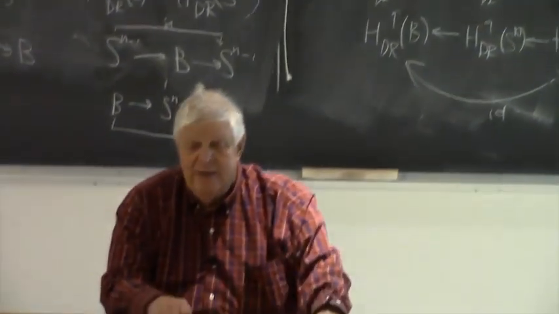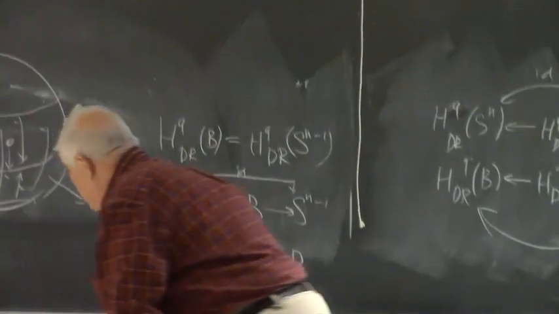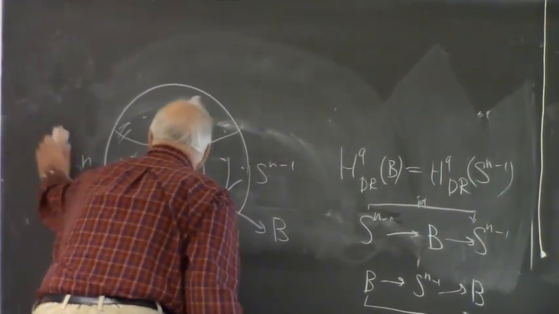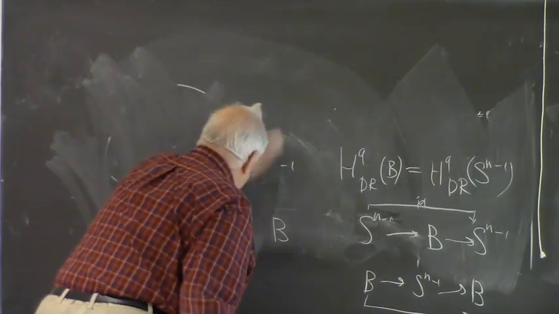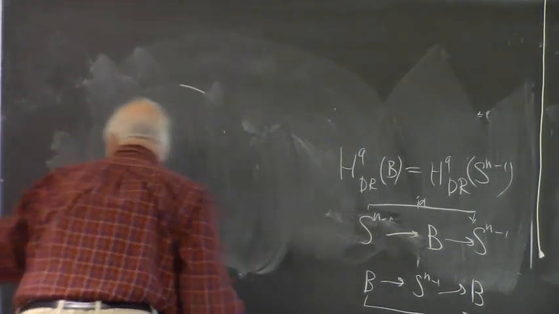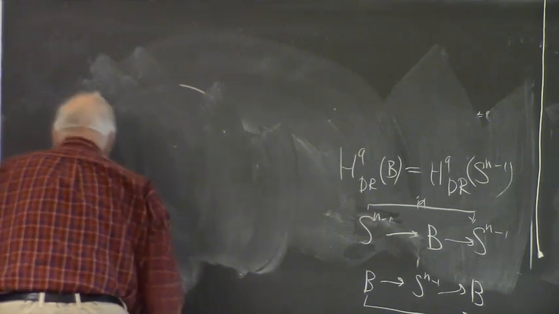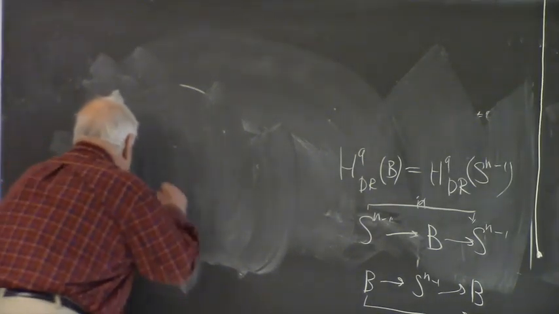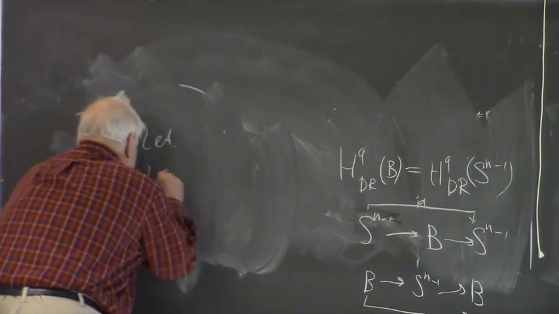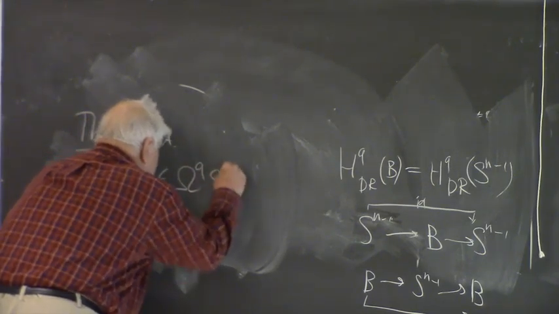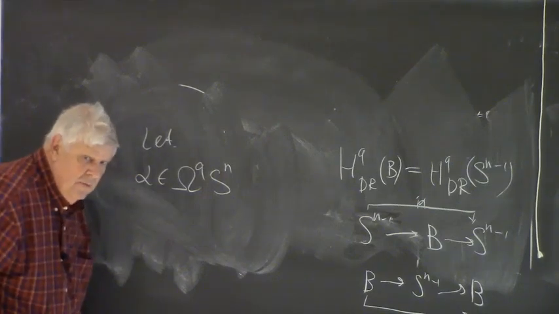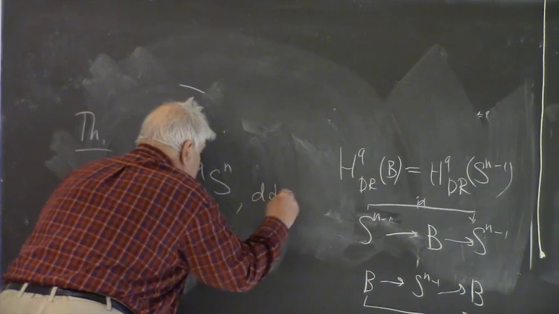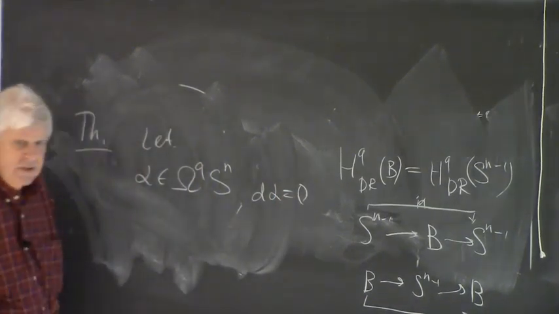Now my theorem again. What remains, I will use this picture again, but still I prefer to erase it now. So my theorem, formulated not in the language of the de Rham cohomology, but rather in the language of differential forms. Suppose that alpha be a differential q form on the sphere which is closed. So d alpha is equal to 0.